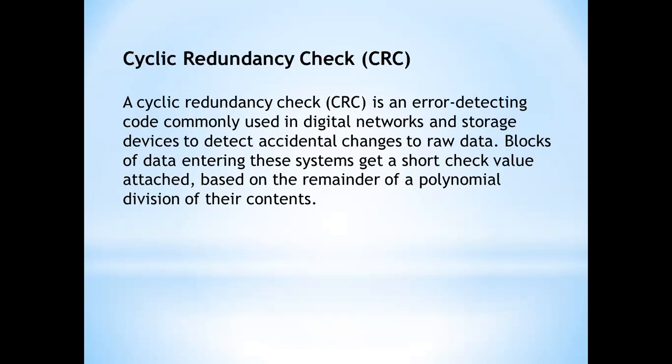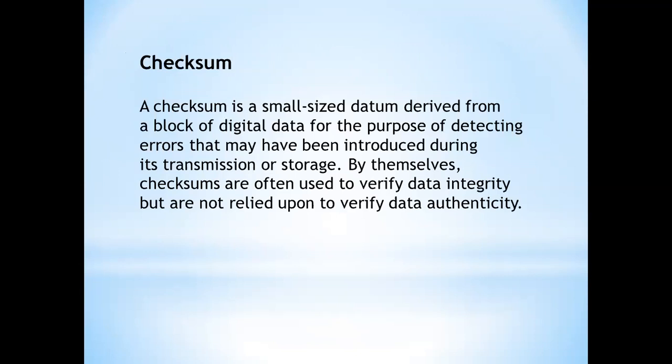At the receiver, this code word is divided by the same generator word which corresponds to g of x. There is no error if the remainder of this division is 0, but a non-zero remainder indicates the presence of an error in the received code word, so the erroneous code word is rejected. Next, and the last point, is checksum.